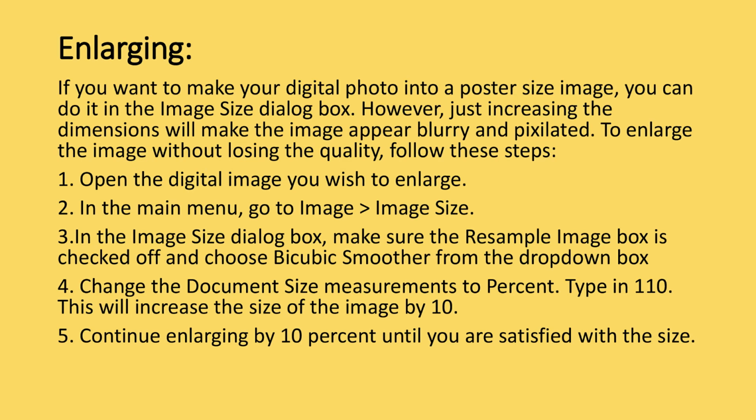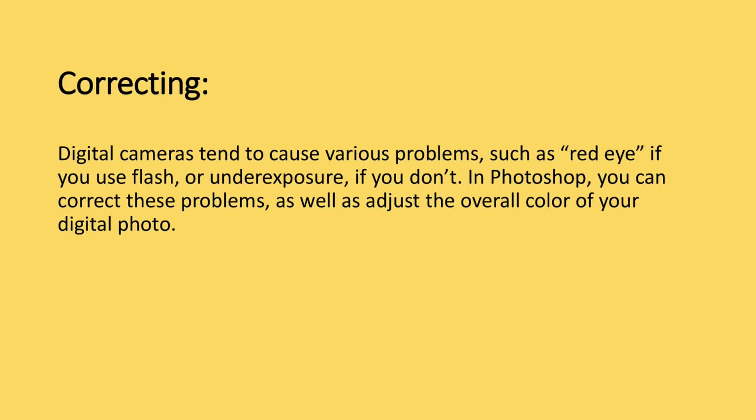Next, change the document size measurement to percent. Type in 110. This will increase the size of the image by 10%. Continue enlarging by 10% until you are satisfied with the size. Next is correcting. Digital cameras tend to cause various problems such as red eye if you use flash or underexposure if you don't. In Photoshop, you can correct these problems as well as adjust the overall color of your digital photo.